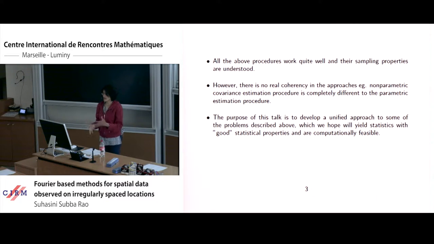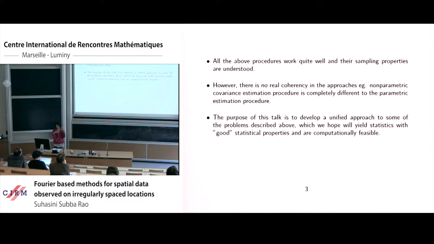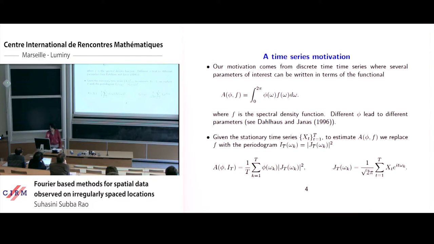So really, in some sense, the purpose of my talk is to develop a unified approach to tackling some of the problems I've described to you above in looking at this covariance function. And the idea is hopefully we'll get statistics which have good statistical properties and are also computationally feasible, because we are in the world of big data, and when the number of spatial locations is in the thousands, you want to actually compute it in somehow real time.